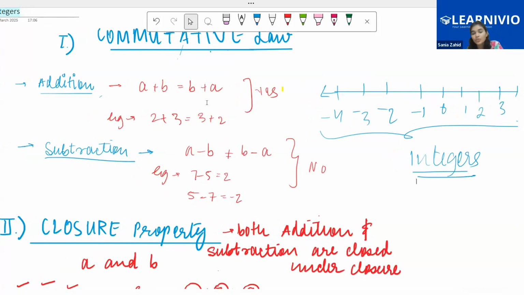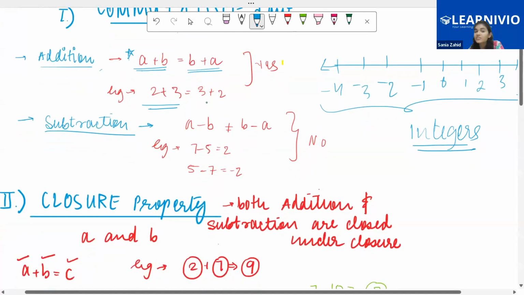This is only the commutative law. Whenever I have two integers a and b, I can add them in any order. My answer will be the same. If I write a plus b or if I write b plus a, my answer is the same thing. Understood? Yes. So the commutative law is true for addition. Addition follows the commutative law. What about subtraction now? Subtraction does not follow the commutative law.